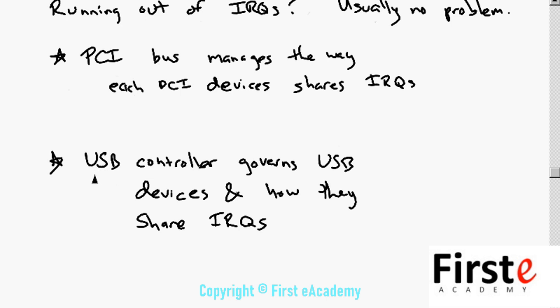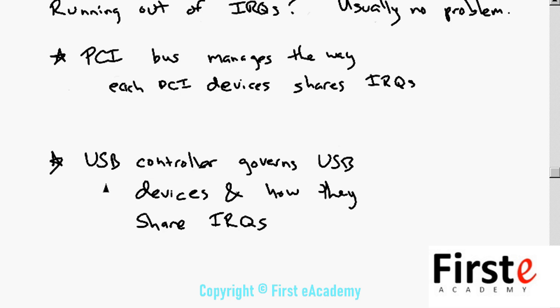Same goes for the Universal Serial Bus controller. The USB controller governs how USB devices share IRQs. Okay, so again, if you're adding one of these two kinds of devices to your system, it's not a problem if you're running out of IRQs, because the individual controllers will take care of how they manage the IRQs.